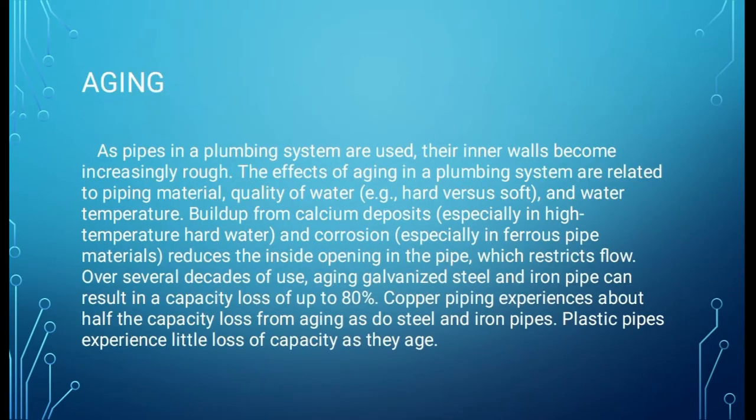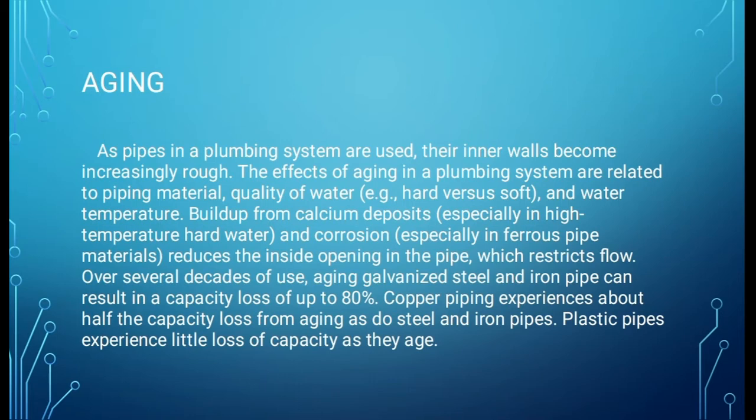Aging. As pipes in a plumbing system are used, their inner walls become increasingly rough. The effects of aging in a plumbing system are related to piping material, quality of water, example, hard versus soft, and water temperature. Build up from calcium deposits, especially in high temperature hard water, and corrosion, especially in ferrous pipe materials, reduces the inside opening in the pipe, which restricts flow.